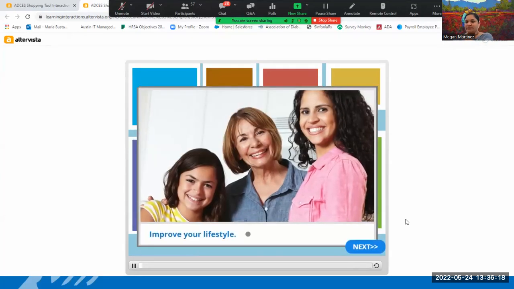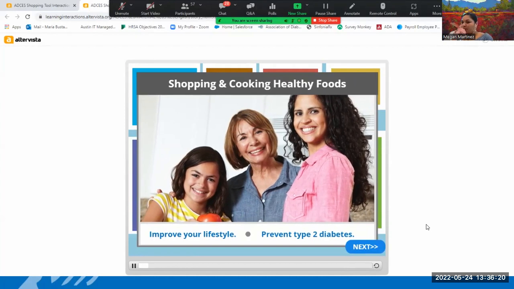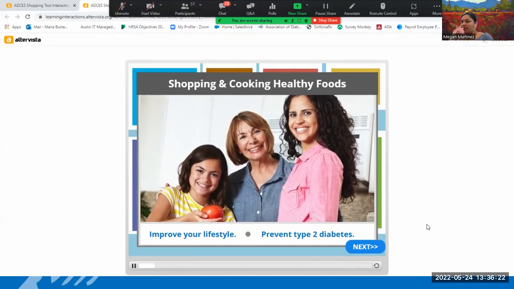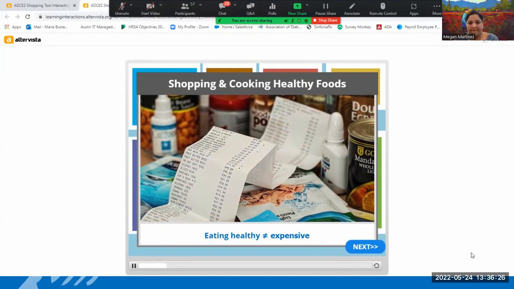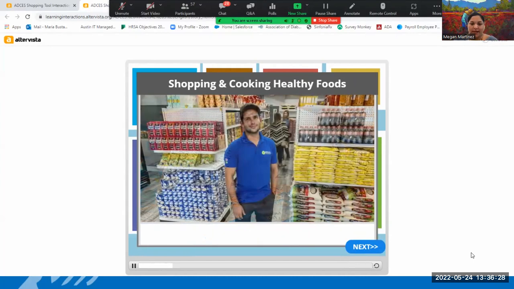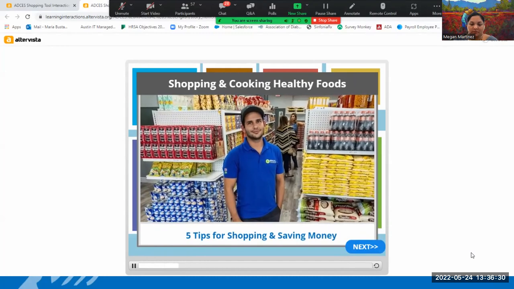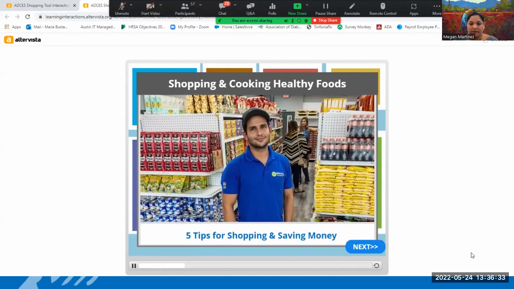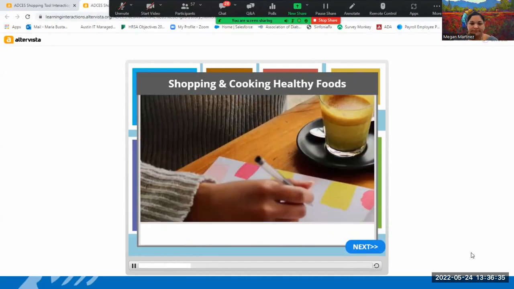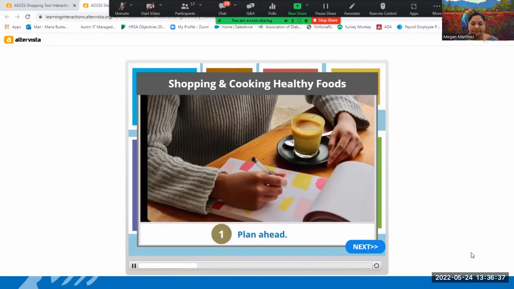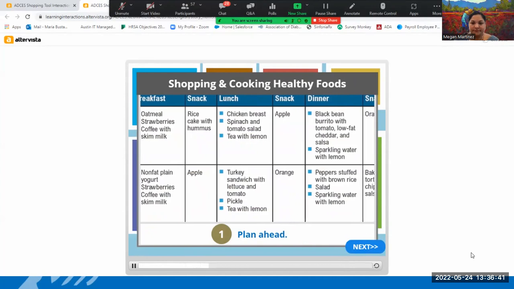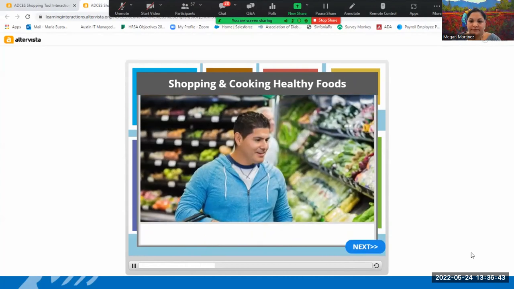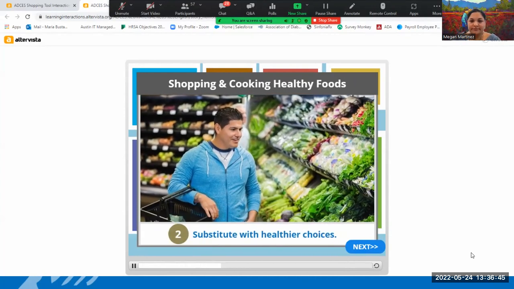You can improve your lifestyle and prevent type 2 diabetes by shopping and cooking healthy foods. The good news is, eating healthy does not have to be expensive. These 5 tips can help you shop for healthy foods and save you money. 1. Plan ahead. Make a list ahead of time and plan what you want to eat for each day of the week. 2. Substitute where you can.